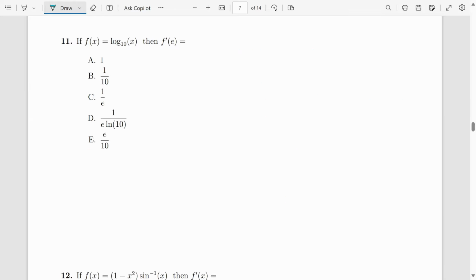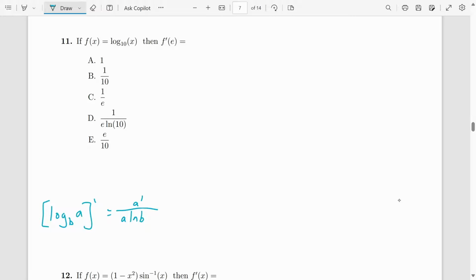Question 11. If f of x equals log base 10 of x, then f prime of e equals what? All right, this is testing you over if you remember the derivative of just general logarithms, not just the natural log, which they like to do pretty commonly. So this has a formula. Everything's got a formula. Log base b of a, if you want to take its derivative, that's equal to a prime over a times ln of b. So that's how that goes.